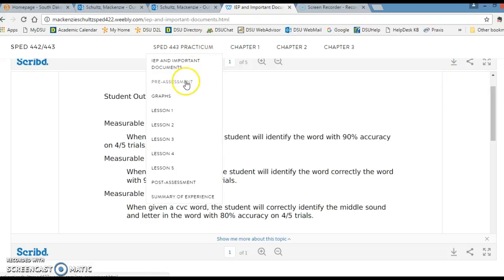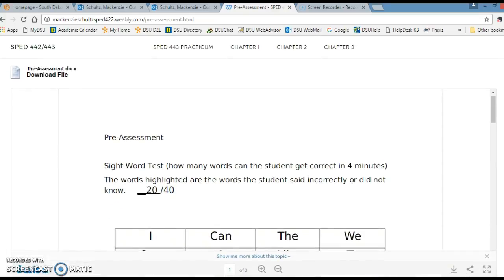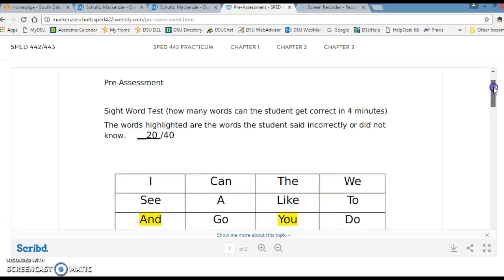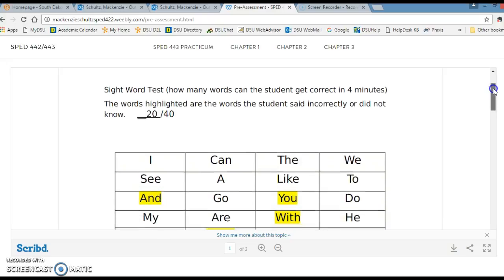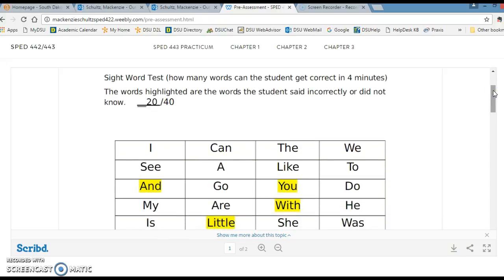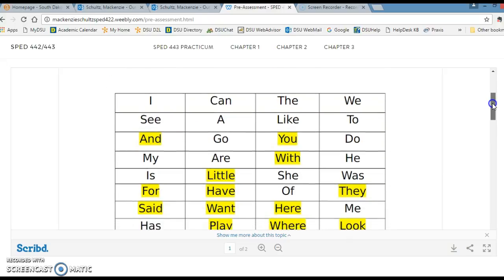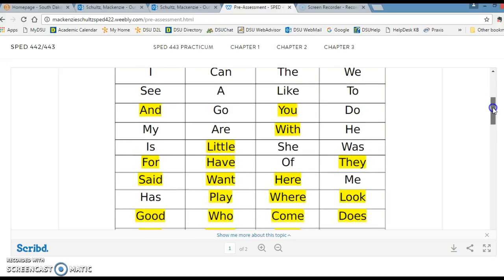So now we're going to go here to the pre-assessment. In my pre-assessment, I used a sight word test. I basically just did how many words a student can get right in 4 minutes. So I have a table provided here, and he received 20 out of 40 sight words within those 4 minutes correct. So in this table you can see which ones he got wrong, and those are the highlighted ones.